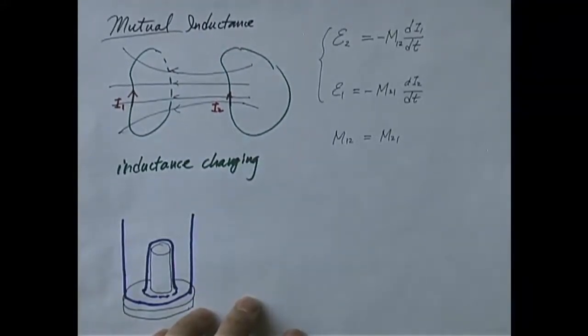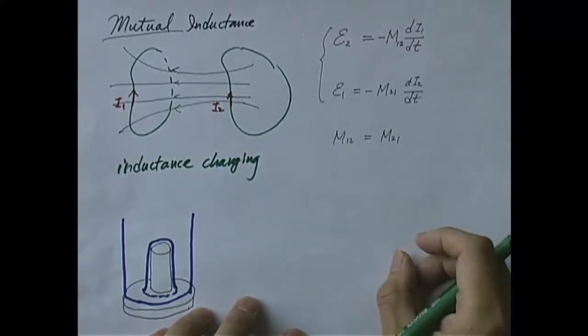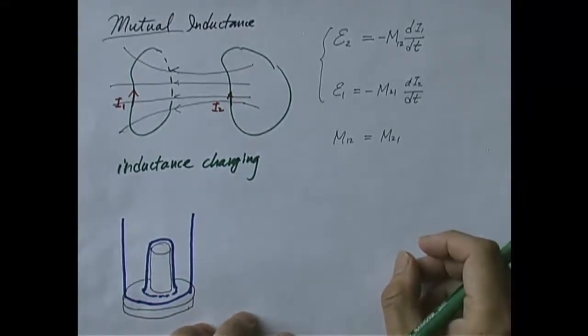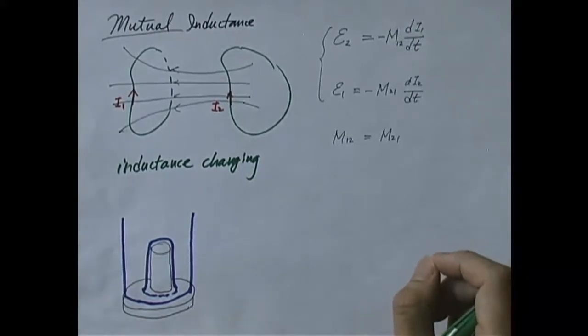Now, one of the interesting applications of mutual inductance is the so-called inductance charging. Usually when we charge something, like a battery, what we usually do is just use a plug, and there are metal parts, right? The battery has two metallic terminals in contact with the metallic terminals of a charger.